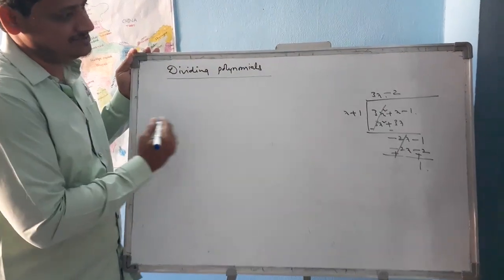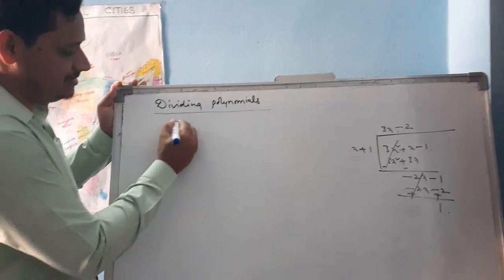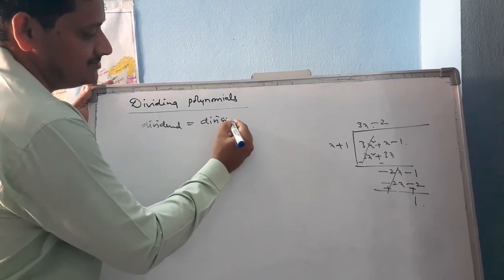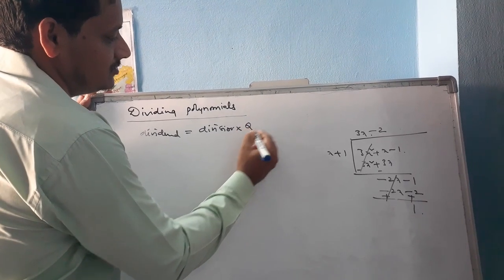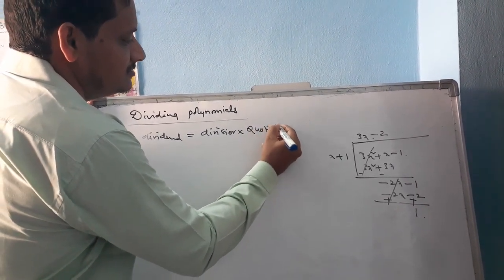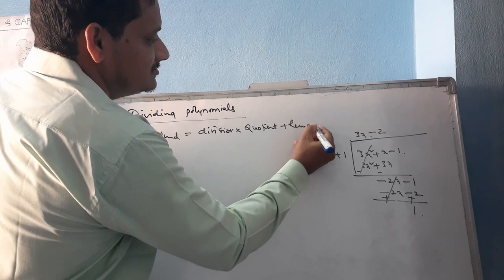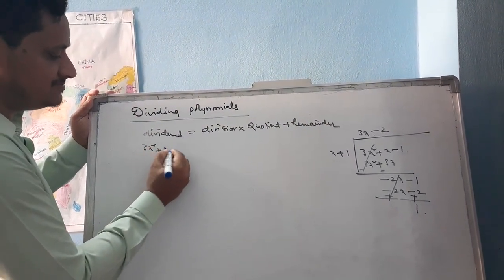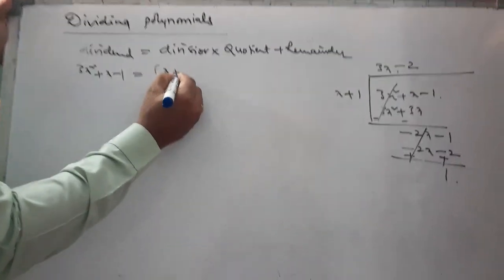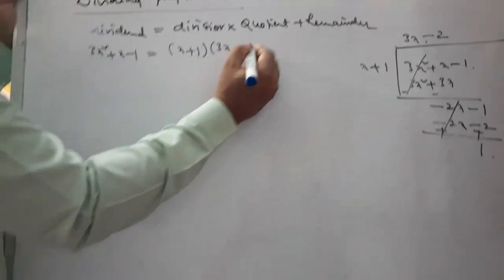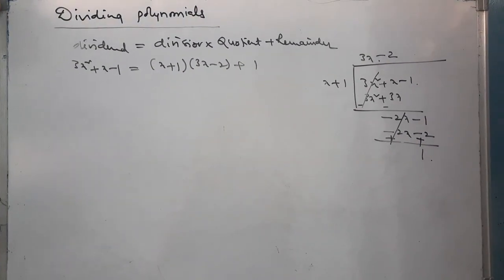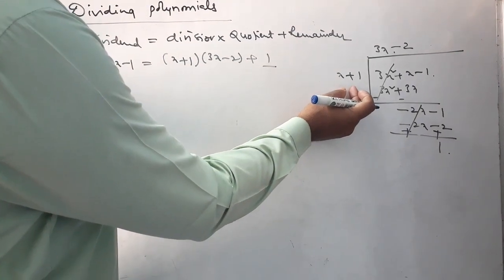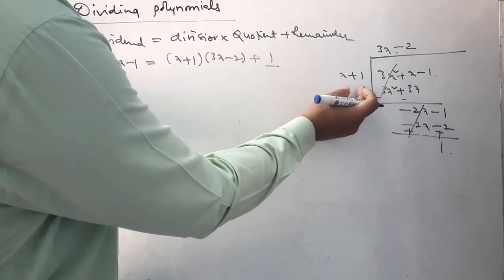In the previous example, dividend is equal to divisor into quotient plus remainder. So here 3x square plus x minus 1 is equal to x plus 1 into 3x minus 2 plus 1. So remainder is 1. Now I am taking the zero of the x plus 1. The zero of x plus 1 is minus 1.